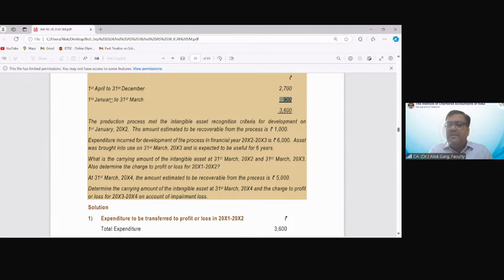This met the intangible asset recognition criteria on 1st January. So it means the development phase has started, capitalized. Very good. So in the 31st March 2002 balance sheet, 2,700 will go to the P&L and 900 will go to the intangible asset under development.